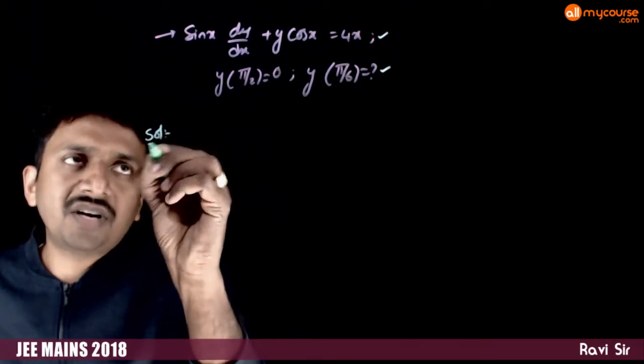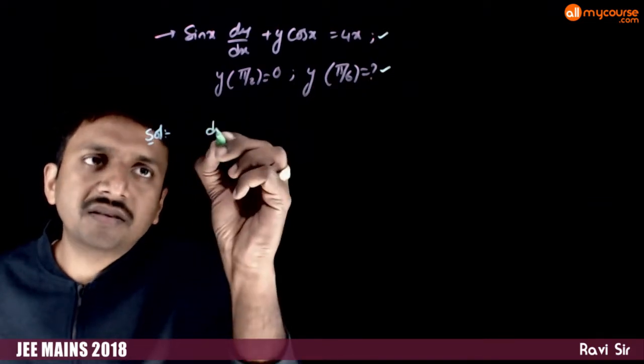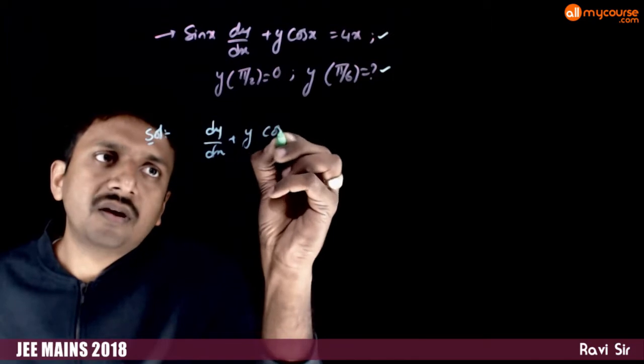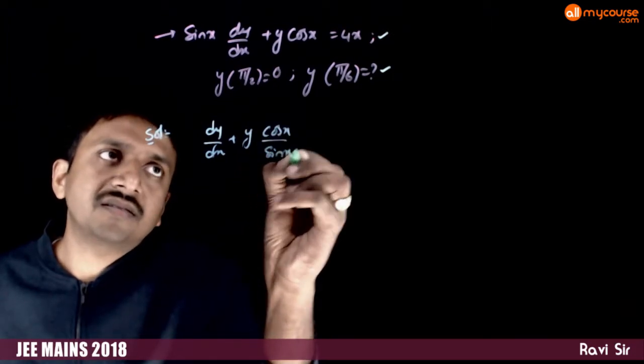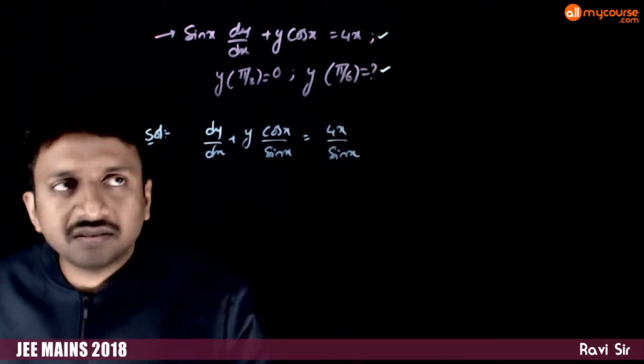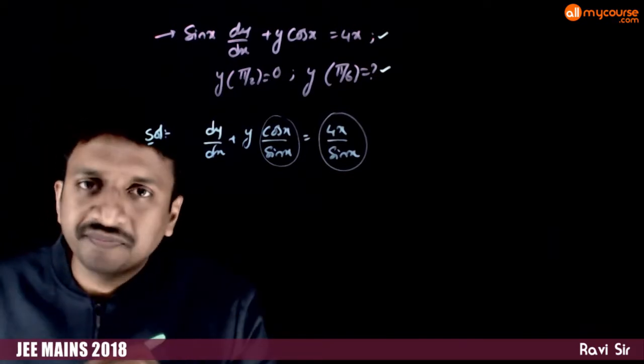So it is a very straightforward linear differential equation. If you divide completely by sin x, you get dy by dx plus y times cos x by sin x is equal to 4x by sin x. So this is p of x, this is q of x.